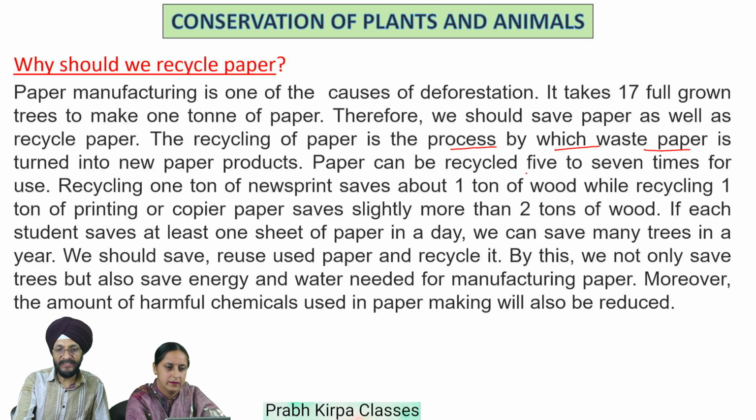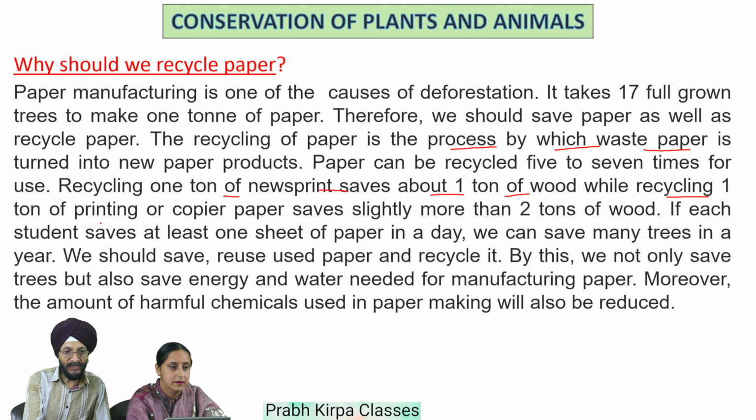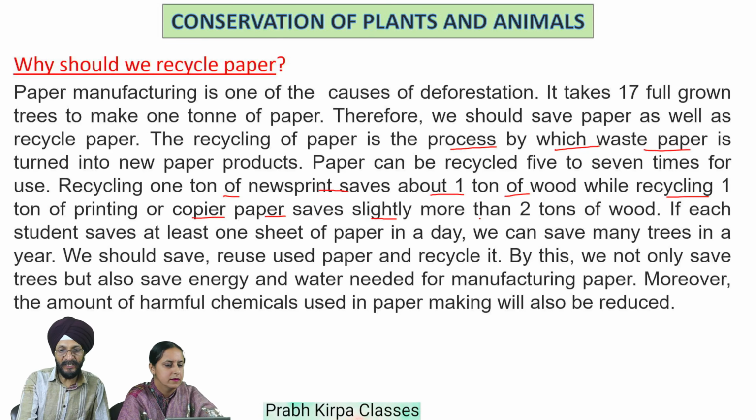Paper can be recycled 5 or 7 times for use. Recycling 1 ton of newsprint saves about 1 ton of wood, while recycling 1 ton of printing or copier paper saves slightly more than 2 tons of wood.